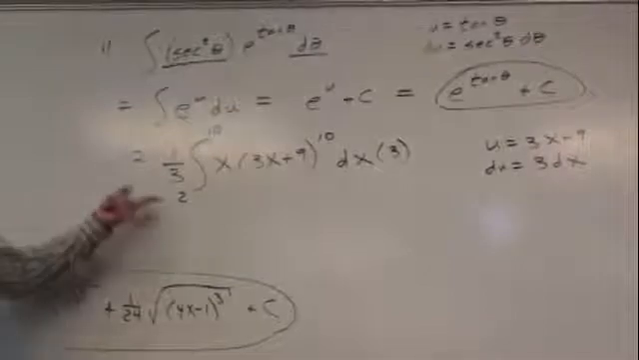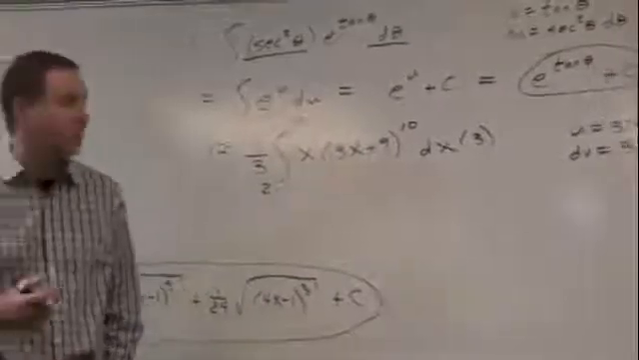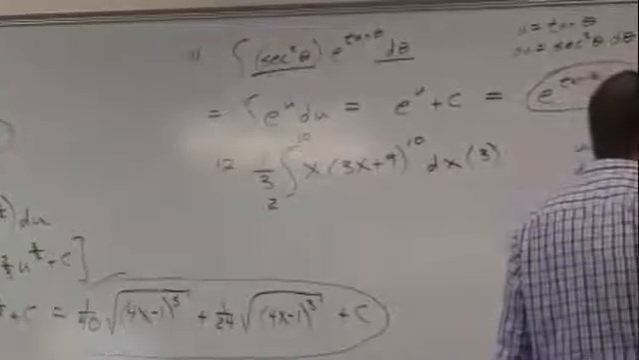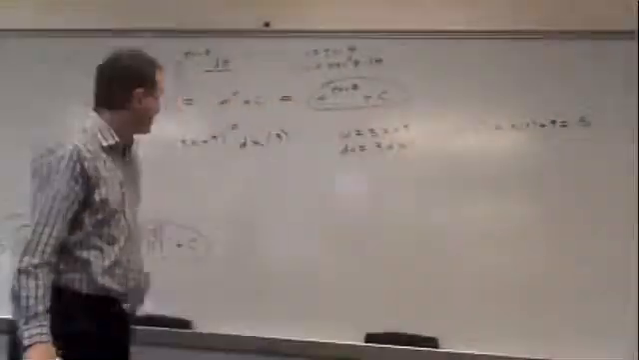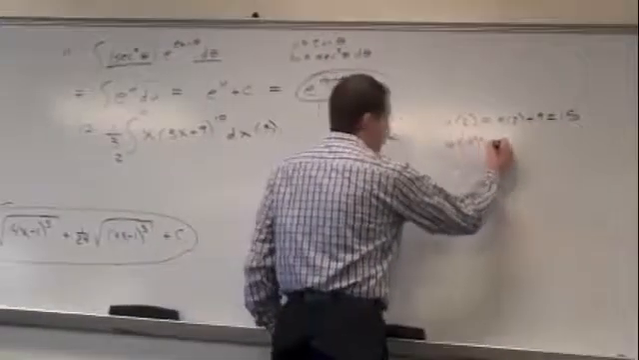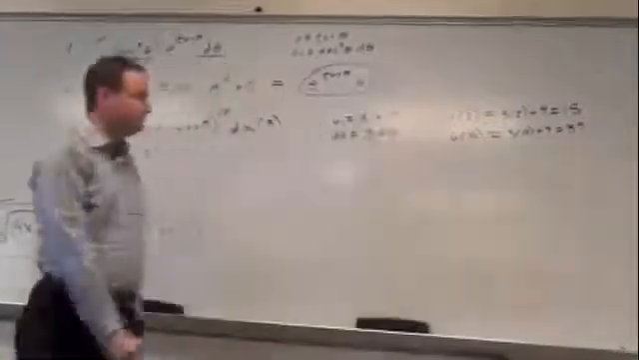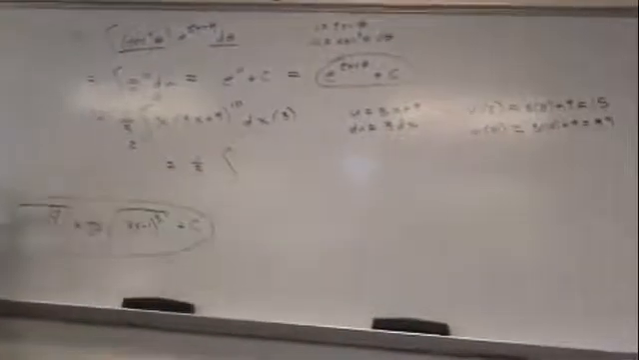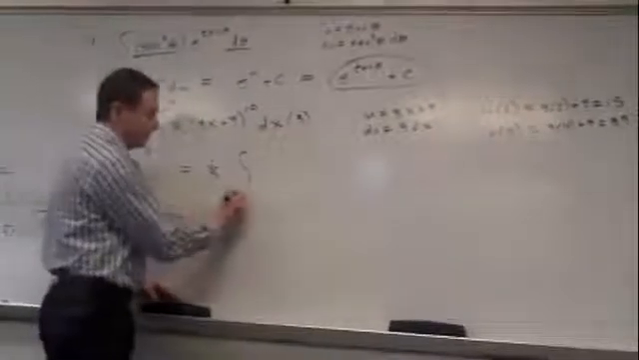In addition to that, I'm going to go ahead and change my limits of integration. It's not 2 to 10 if I'm going to put this in terms of u. So u evaluated at 2 gives me 3 times 2 plus 9, 6 plus 9 is 15. u evaluated at 10 gives me 3 times 10 plus 9, 39. So I can say this is equivalent to 1/3 the integral, not starting at 2, but starting at 15, going up to 39.